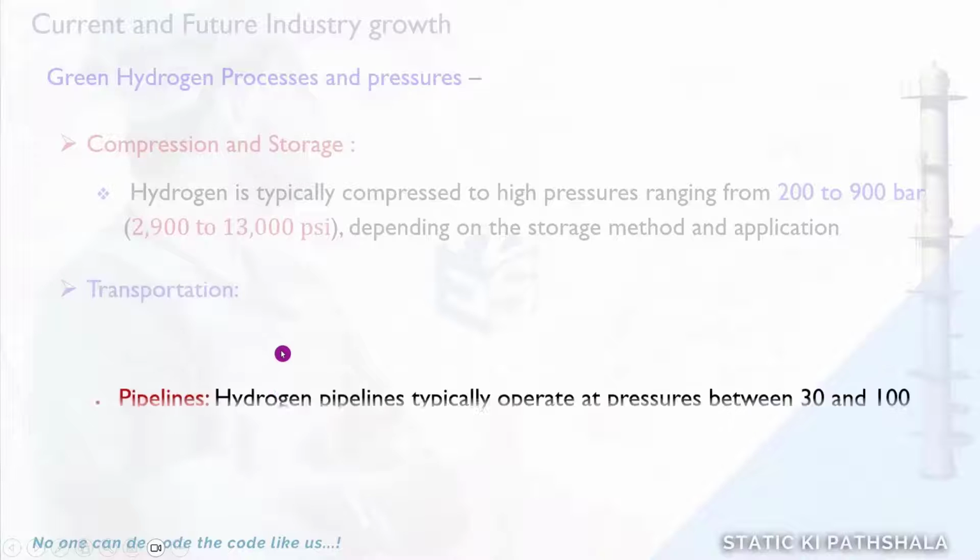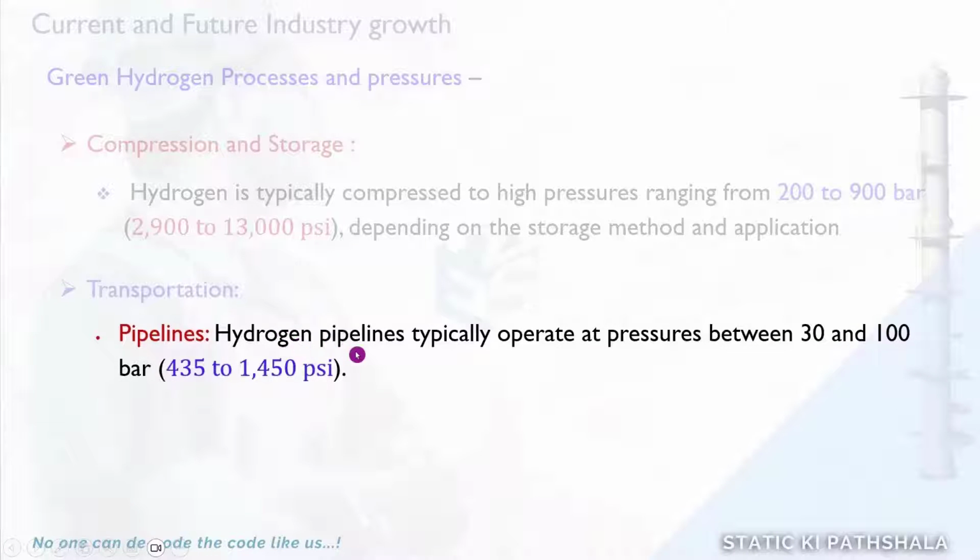When it comes to the transportation part of this hydrogen, hydrogen pipelines typically operate at a pressure of 435 to 1450 psi.